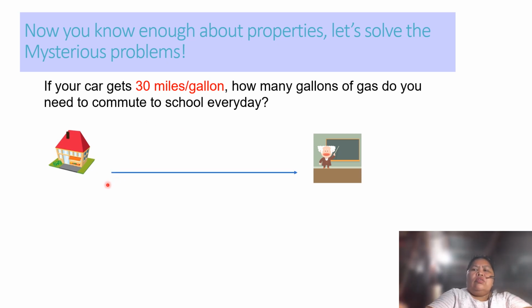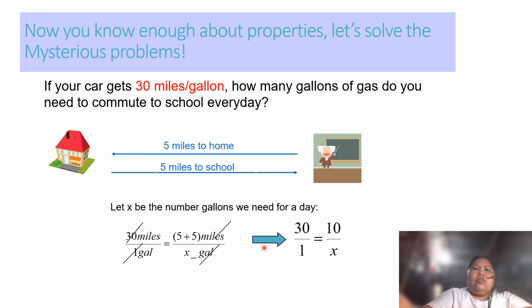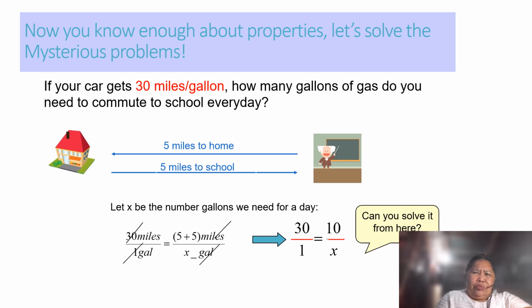So going to the school is 5 miles, and going from school another 5 miles. So let x be the number of gallons we need for a day. So we have 30 miles per gallon. So that is 5 plus 5, that's 10 miles per gallon. Okay, so let's cancel the miles and gallons. So that is 30 over 1, and that's x over 10.